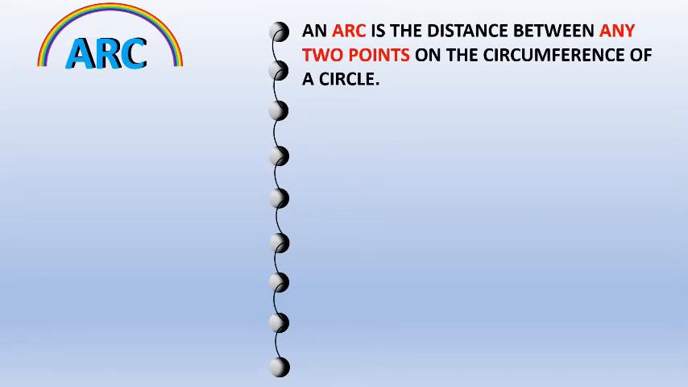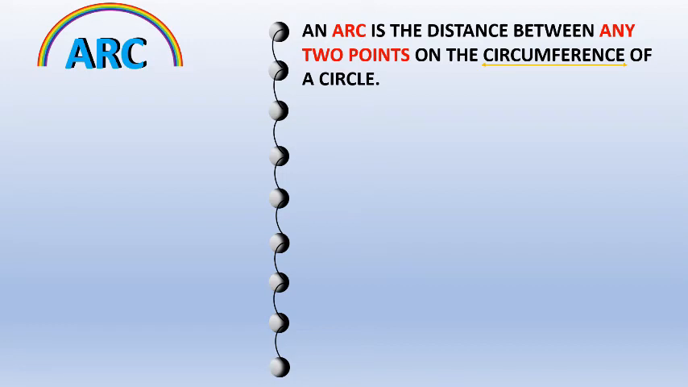In this section of the video we have arc. Now what is an arc? An arc is the distance between any two points on the circumference of a circle. Now we have one more term, circumference. Circumference is basically the total distance of the boundary of any circle, or you can say the boundary of the circle.